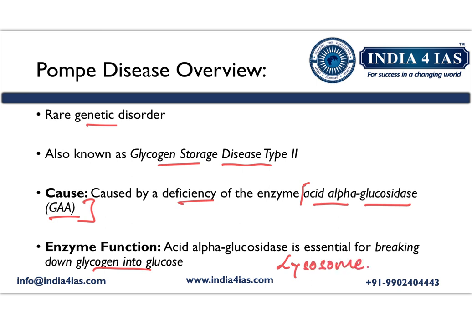Without proper enzyme function, glycogen accumulates, affecting the cellular functions. So if there is a deficiency of the enzyme acid alpha glucosidase, there is no breakdown of glycogen into glucose. This leads to the accumulation of glycogen in the cell, and this affects the cellular functions.